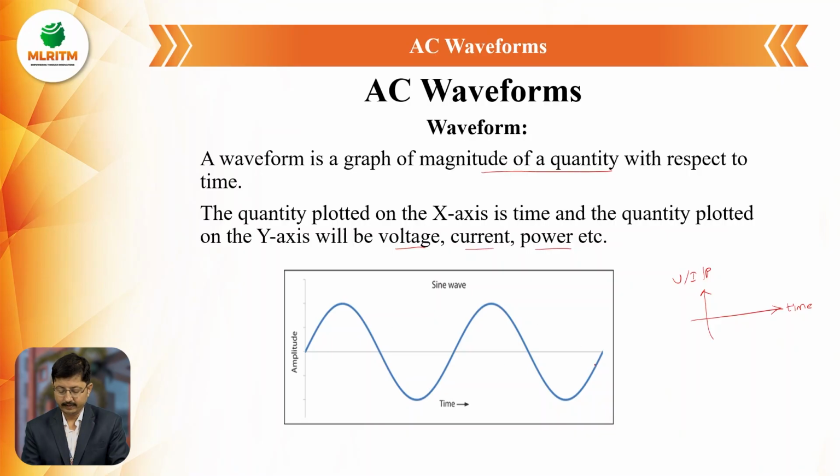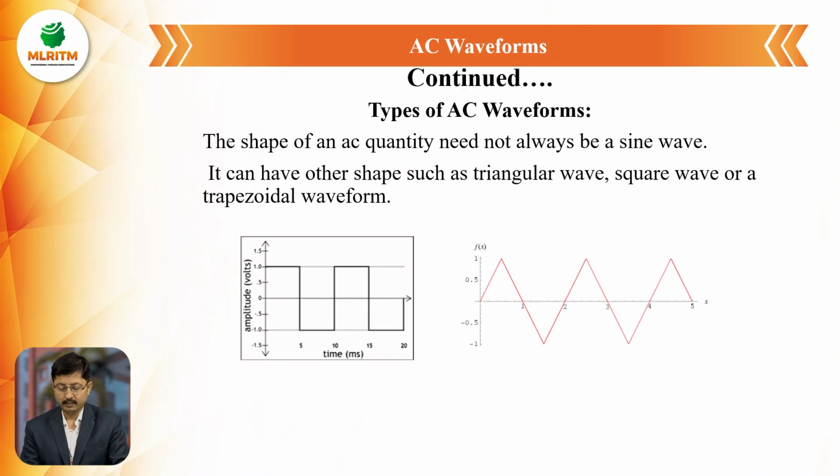It is continuously changing with respect to time. Here it is a sine wave. Now we will see the different types of AC waveforms also. Here also it is AC in nature, but the shape is different. The shape of an alternating quantity need not always be a sine wave. It can be in other shapes also, such as triangular wave, square wave, or trapezoidal wave. All are changing with respect to time, but they need not be sinusoidal. They are also changing periodically.